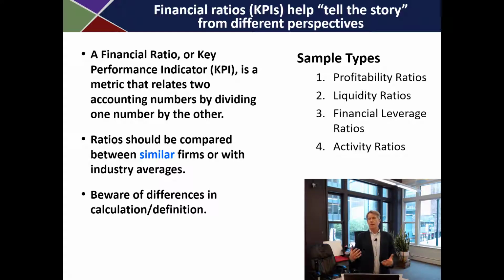So overall, there are categories that these metrics fall into: profitability ratios, liquidity ratios, financial leverage ratios, activity ratios. Those are just a few. And we're going to go over some common ratios that fit into these particular categories in our next set of videos.